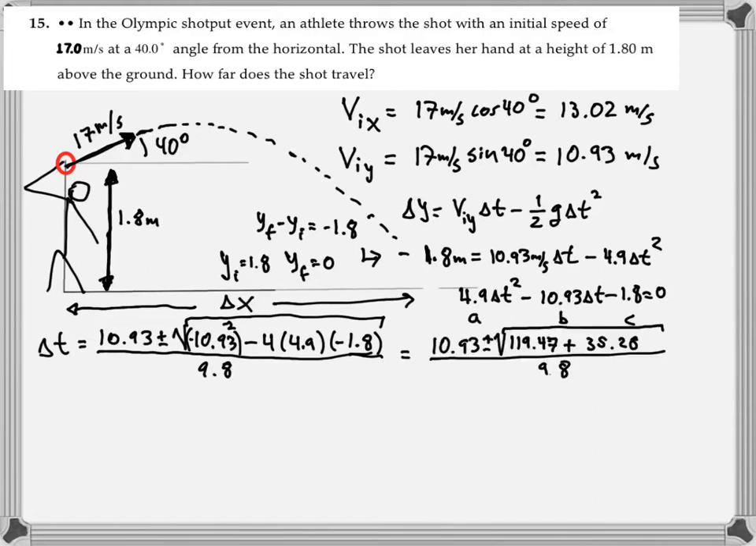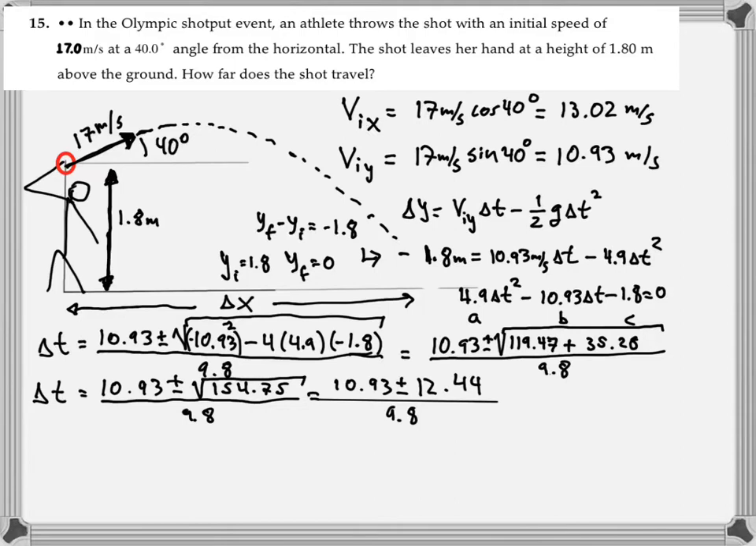All right, so plugging in, doing the mathematical operations inside the square root, you get those numbers. And the argument of the square root is 154.75. So there are two delta t values, two roots of a quadratic equation, unless the square root was 0. One root you get by using the plus sign, the other root you get by using the minus sign. So one root will be 10.93 plus 12.44 divided by 9.8, and the second root will be 10.93 minus 12.44 divided by 9.8.